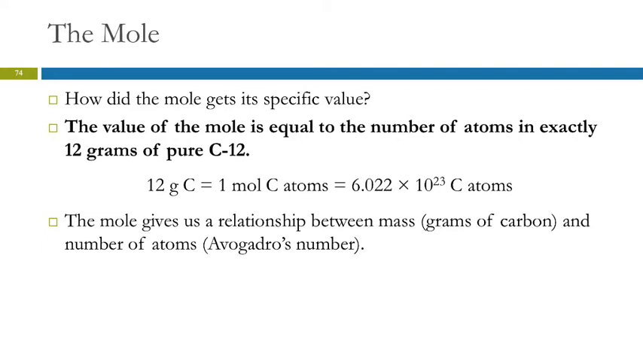So this gives us a relationship between mass and Avogadro's number. So a mole of carbon weighs 12 grams. A mole of carbon atoms is Avogadro's number of atoms. Any questions?